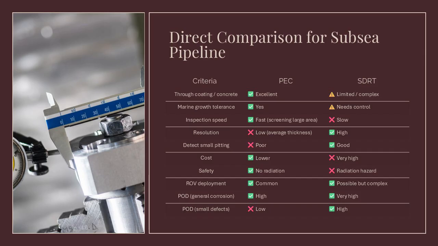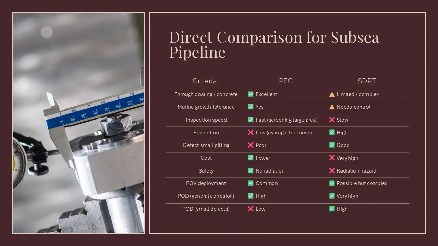This slide presents a direct comparison between PEC and SDRT techniques for subsea pipeline inspection. The table highlights key performance criteria that are critical in offshore inspection environments. Starting with coating and concrete penetration, PEC performs excellently because it can inspect through coatings without removal. In contrast, SDRT is more limited when coatings are thick or complex, which can restrict its applicability subsea.